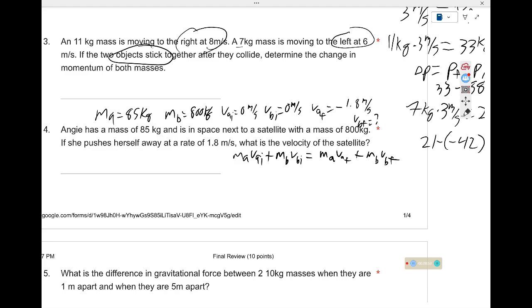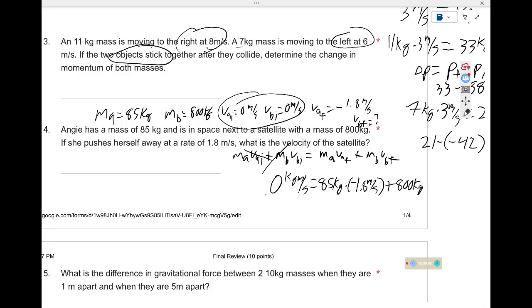So what we're going to do, we know that because they start off with both 0, that's just going to equal 0 kilogram meters per second. We know that Angie's mass isn't changing, so we have 85 kilograms times negative 1.8 meters per second plus the 800 kilograms of that times V sub F.